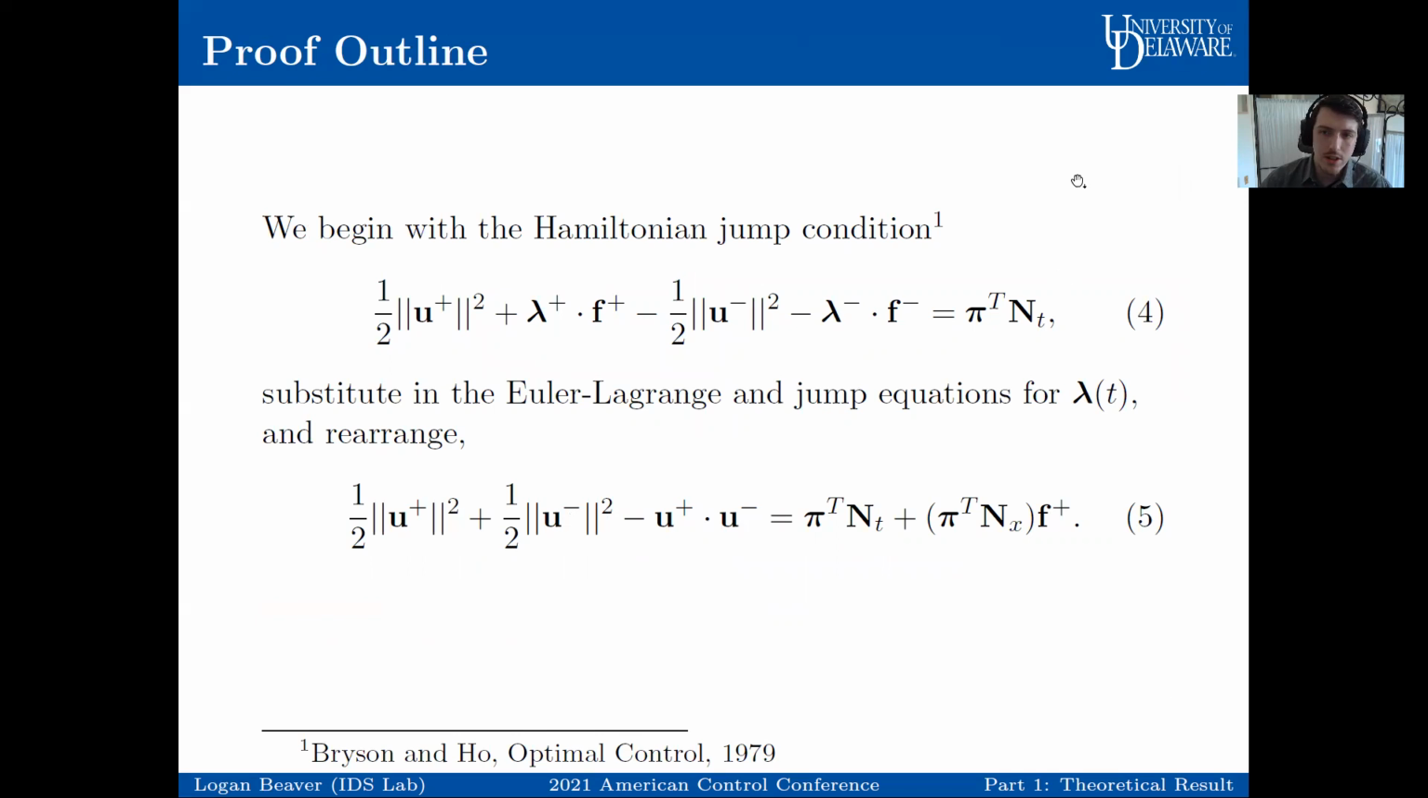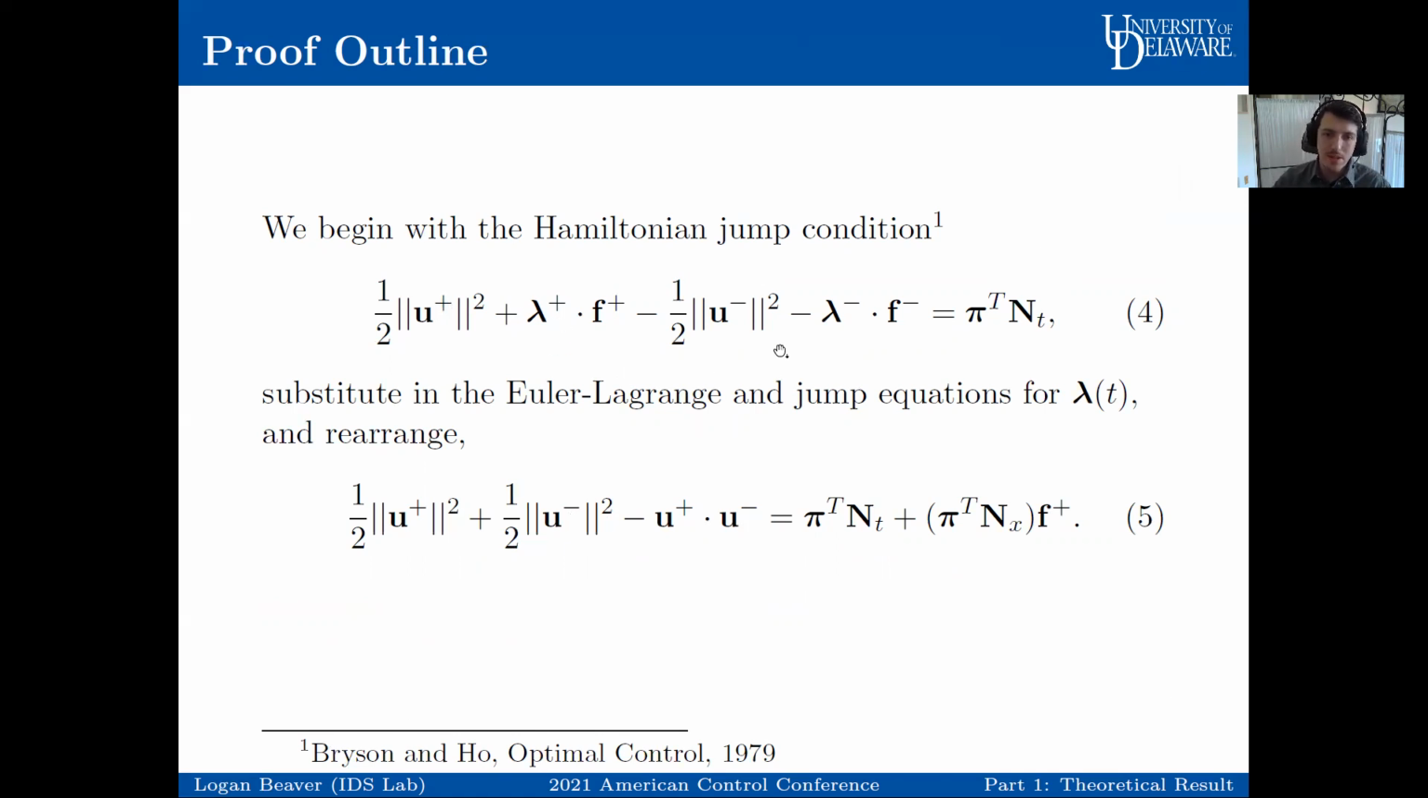So I'll just briefly go over sort of the proof of this. We're going to start with the Hamiltonian jump condition. This is just rewritten in the same sort of notation that Bryson and Ho use in the optimal control book. You can see we've got the L2 norm of the control input, our integrand here, plus being the time instant just after transitioning, and minus being the time instant just before.